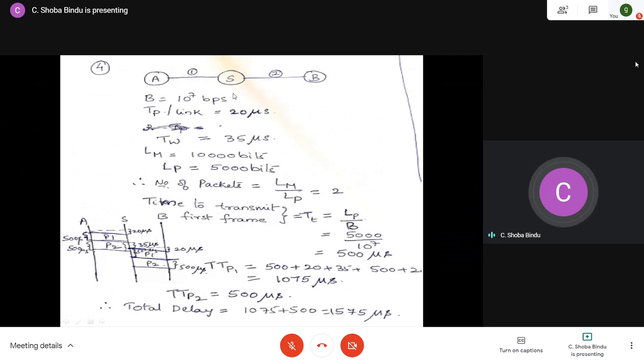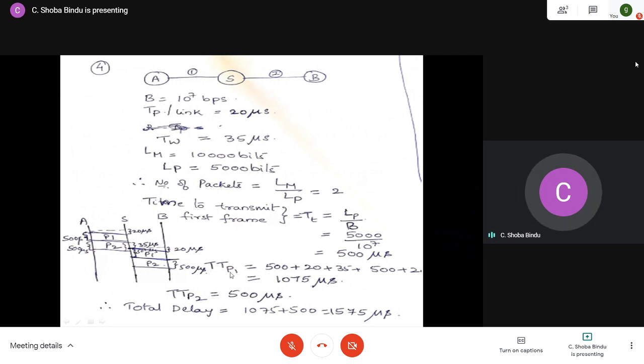There again the entire message has to be placed onto this link, which takes 500 microseconds again, and there is a propagation delay on this link also, which is 20 microseconds. So the total time it takes for the first packet to be delivered from A to B includes 2 propagation delays, 2 transmission delays, plus the waiting time at this node. This is how we calculate the total delay in a packet switched network. Here we are assuming a datagram network.